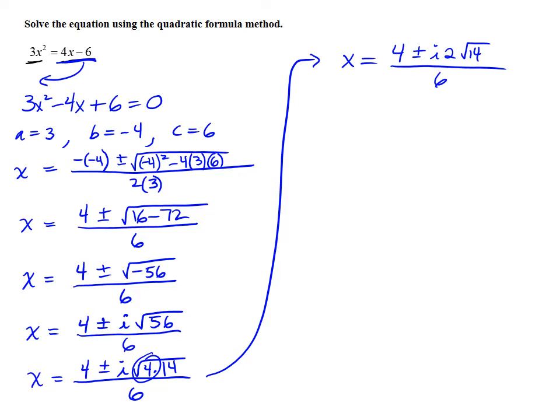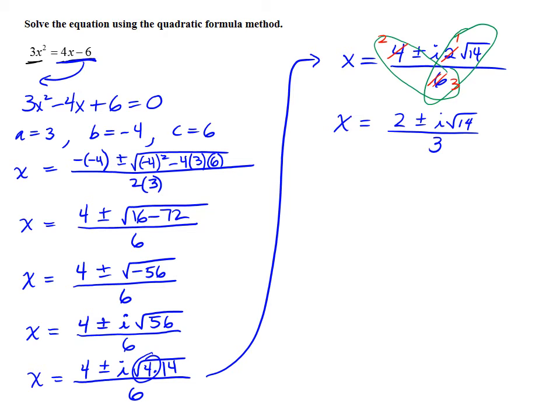Now remember what I said in the last example. You can simplify what we have left in the fraction as long as there's a factor that will go into all 3 of these terms. These are all even, so I can take a 2 into each one of them. A 2 into 4 would be 2, into 6 would be 3, into 2 would be 1. So I get a simplified answer where x is equal to 2 plus or minus i times the square root of 14 over 3. So I have 2 solutions there.